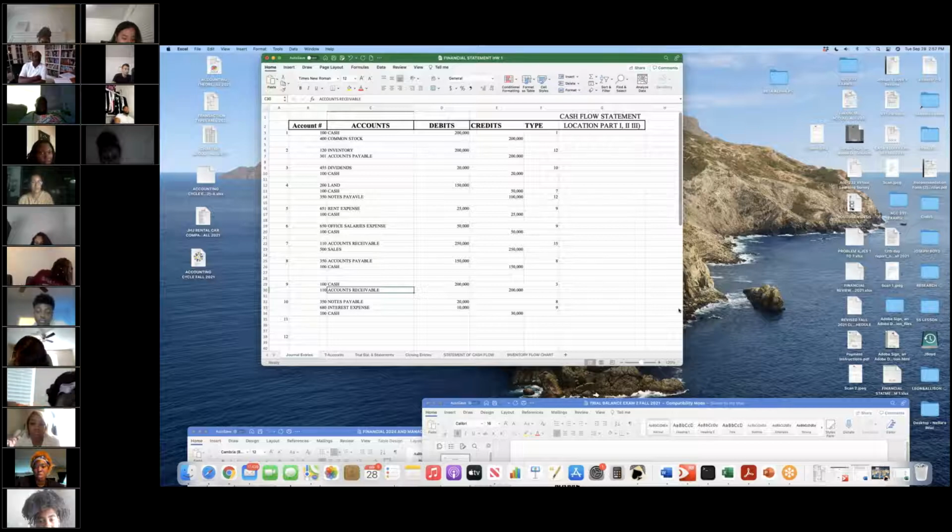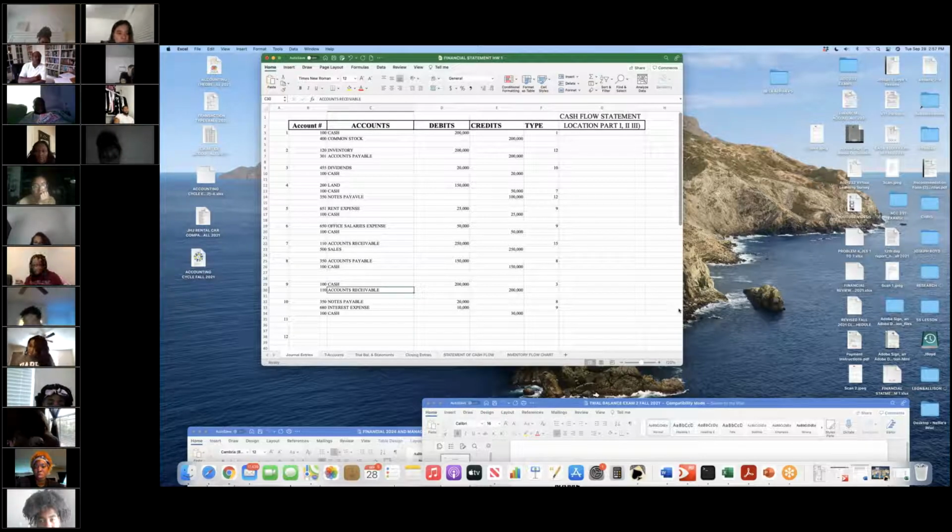So here are the journal entries. And in number 10, we had to pay the principal and interest. It's like if you have a student loan, you pay back what you borrowed plus an extra amount for the privilege of borrowing.